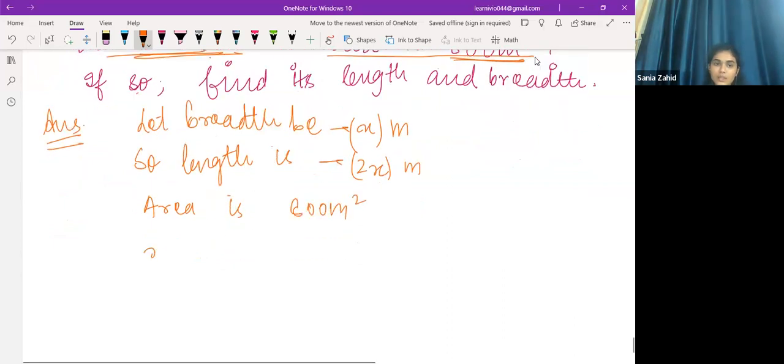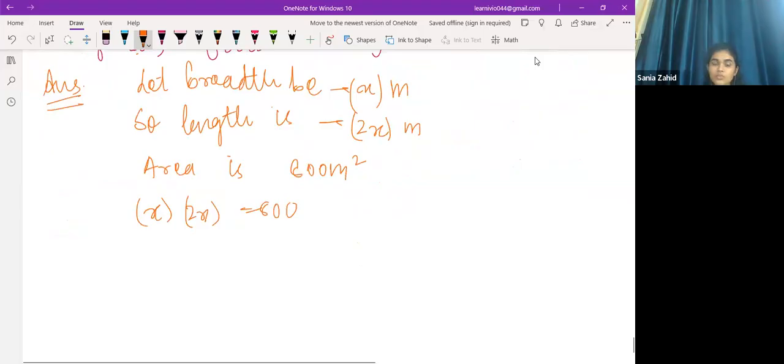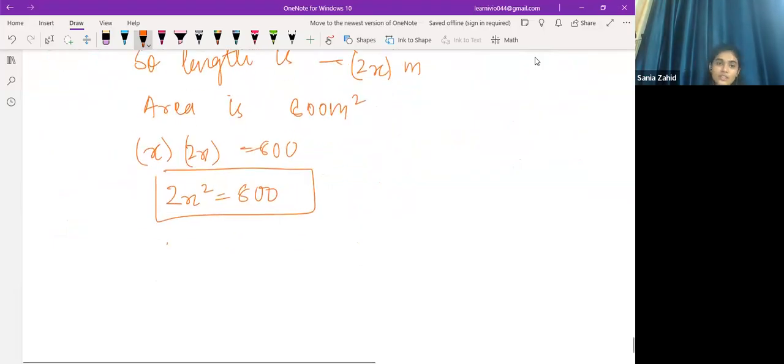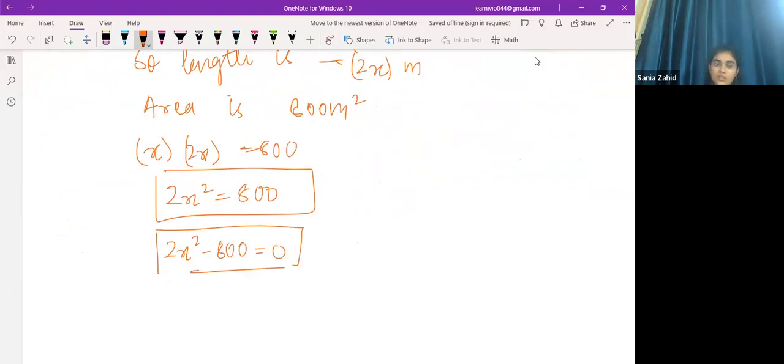So what does it become? x into 2x is 800. So 2x square is 800, right? So this is your equation now. You can also write it as 2x square minus 800 is equal to 0. So this is your required quadratic equation.